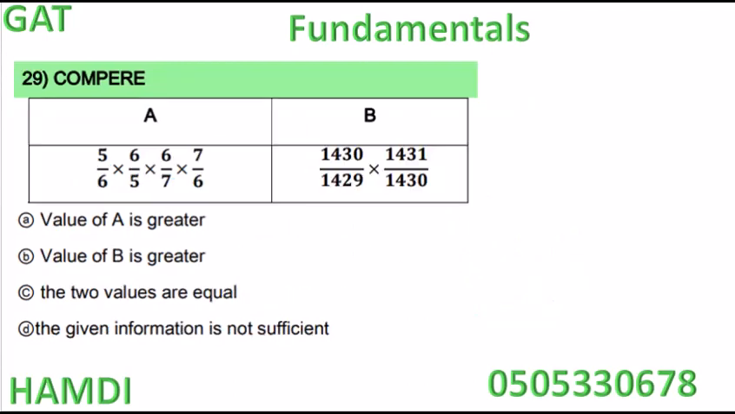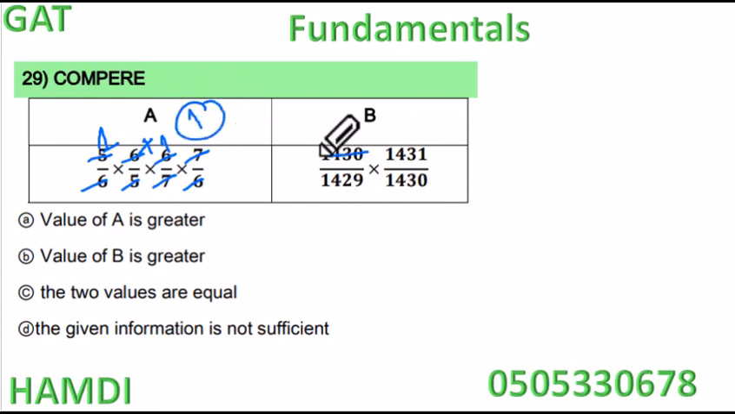So 20 is greater. So 4 is greater than 6 over 5. Value B. And question number 29. 5 over 6 times 6 over 5 is 1. We cancel 5 with 5 and 6 with 6, it is 1. 6 over 7 times 7 over 6 is also 1. 1 times 1 is 1. So value A is 1.